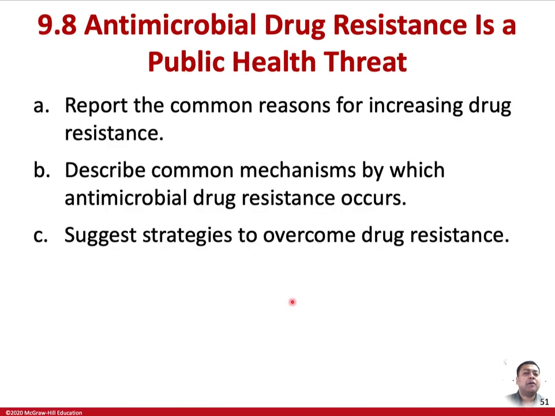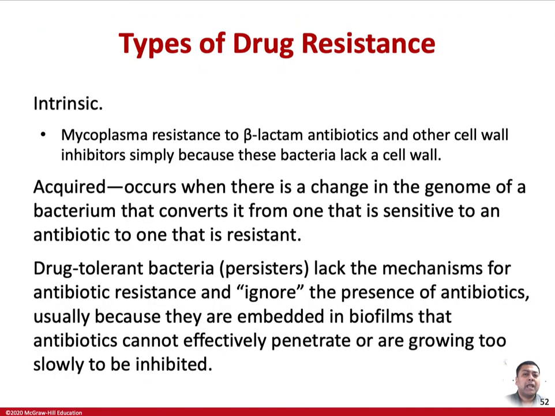So the last part we are going to talk about is the concern about antimicrobial drug resistance and what the public health threat is. One type of drug resistance is intrinsic, which means that mycoplasma are resistant to beta-lactam antibiotics and other cell wall inhibitors simply because these bacteria lack a cell wall. On the other hand, the second type is acquired. This occurs when there's a change in the genome of a bacterium that converts it from one that is sensitive to an antibiotic to one that is resistant.